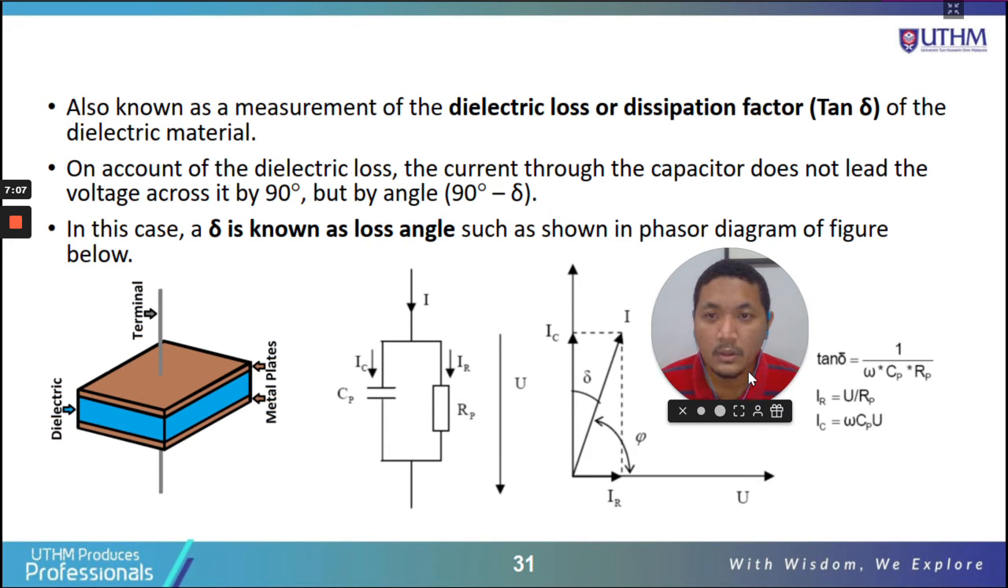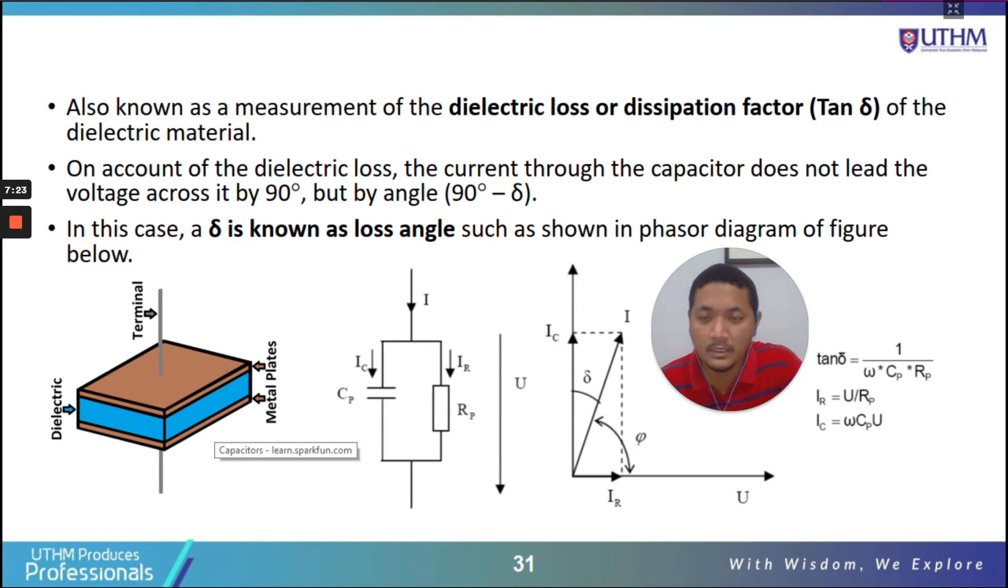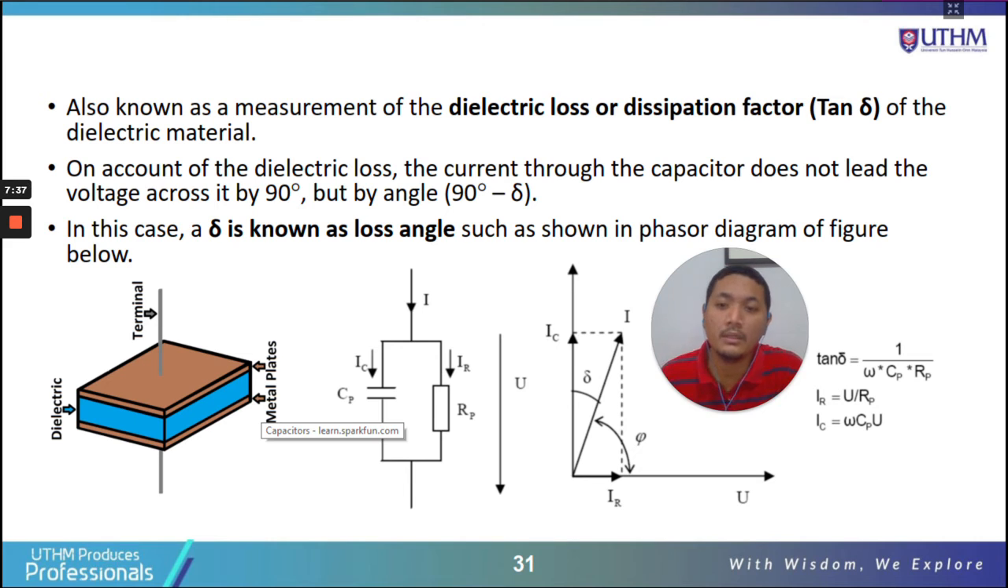On account of the dielectric loss, the current through the capacitor does not lead the voltage across it by 90 degrees. Look at the same figure here, the capacitor. We have two conductive metal plates, and in between we have the insulation material, and we have terminals plus and minus. This can be represented as C, the single symbol of a capacitor.